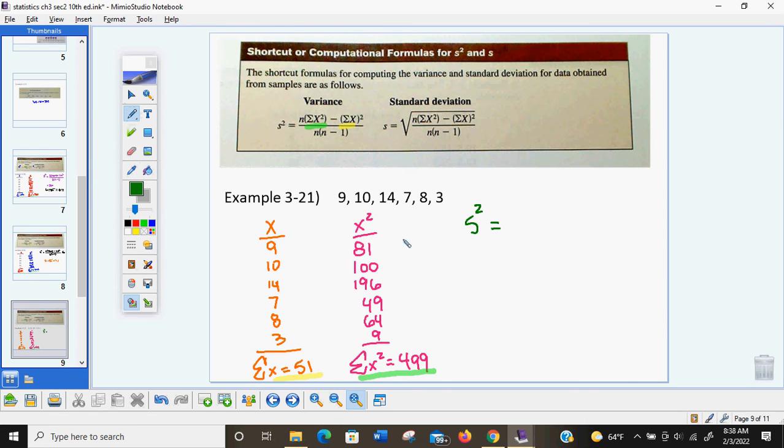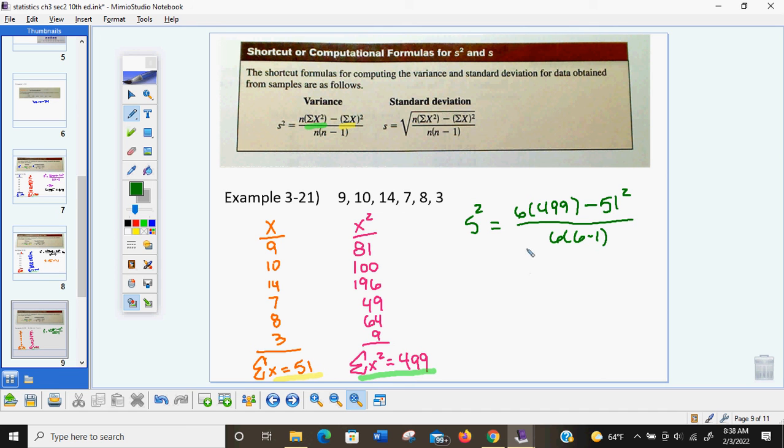Sum of N, which is 1, 2, 3, 4, 5, 6. We have 6 pieces of data again. 6 pieces of data, times the X squared column. So 6 times 499. That's the sum of the X squared column. Minus the sum of the X column squared, 51 squared. Divided by 6 times 6 minus 1.